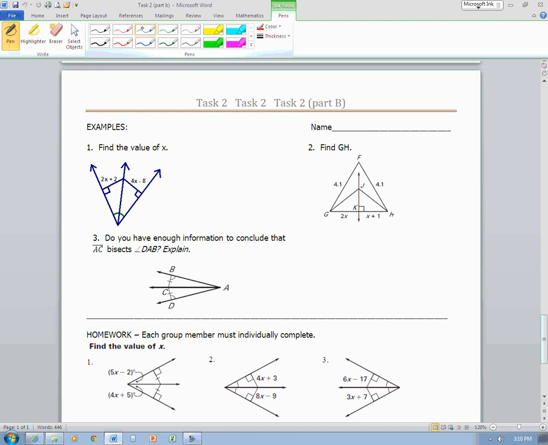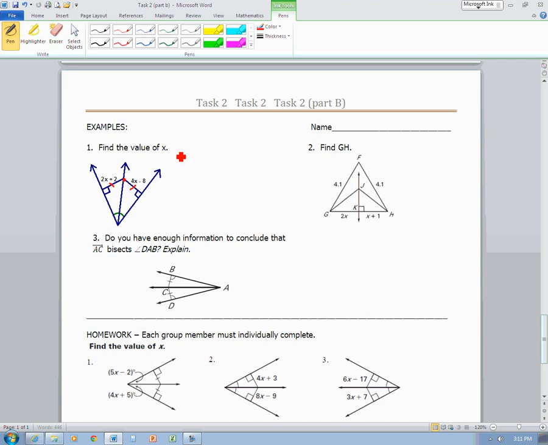Okay, so for today we learned that a point on the angle bisector has to be equidistant to the sides, to each side. So that means that this section and this section should be equal to each other, because this point should be equidistant to the sides of the angle, if it's on the angle bisector, which it's marked.